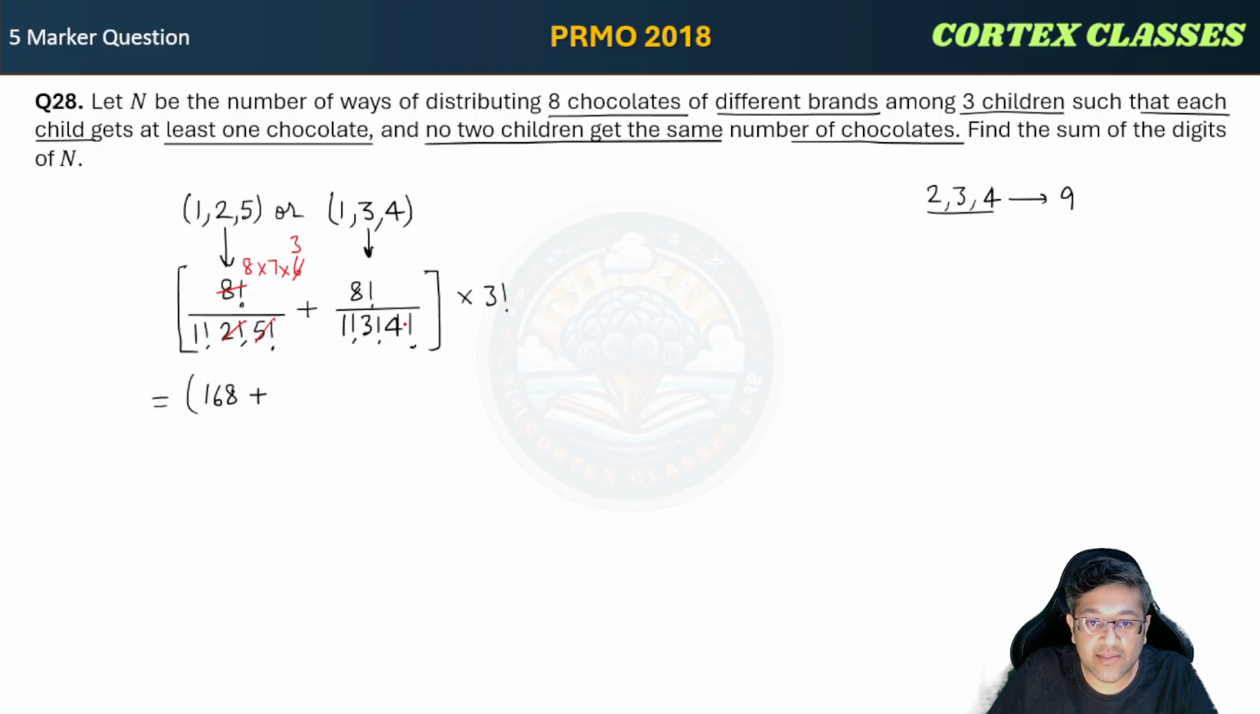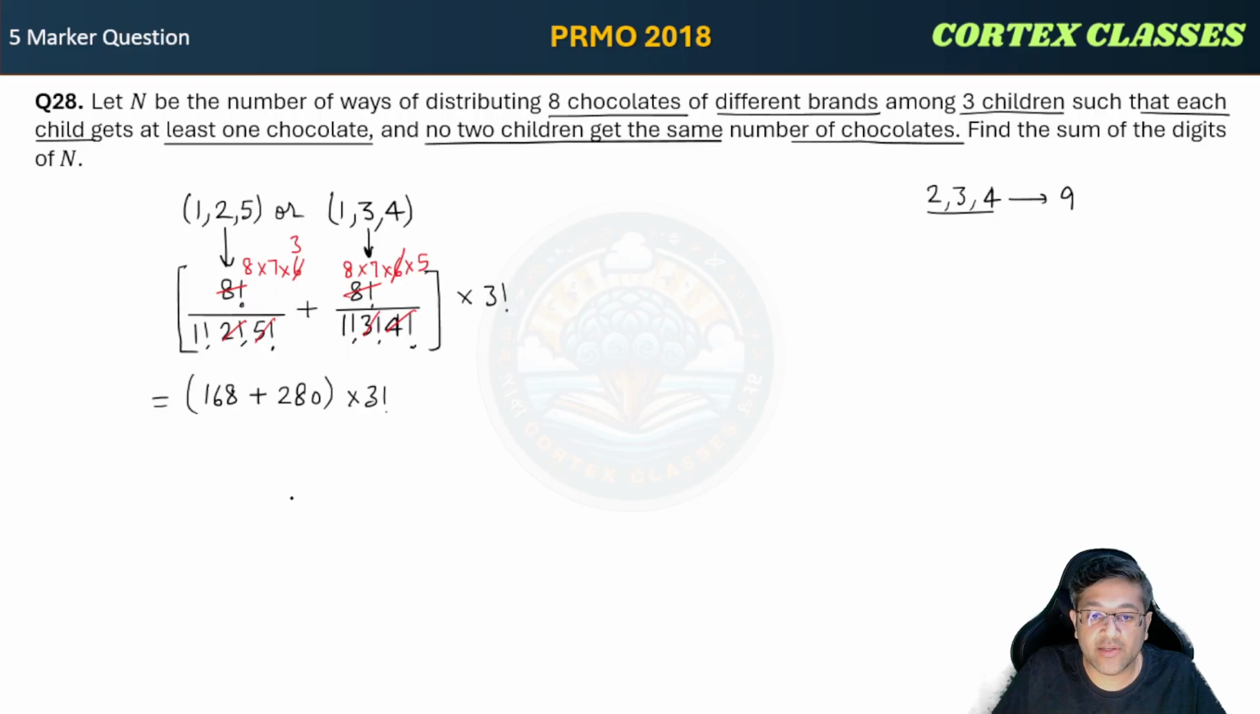Similarly guys, isko bhi cancel kar denge. 4 factorial will cancel with 8 factorial, leaving 8 into 7 into 6 into 5, right? And 3 factorial is 6. We can cancel it directly. So now we have 8 into 7 into 5. 8 into 5 is 40, into 7 is 280. Right guys? I hope this much is clear. Sorry, not 840, sorry, 280, right?